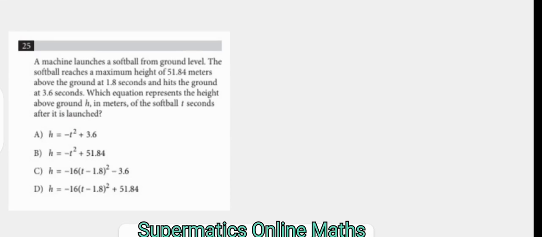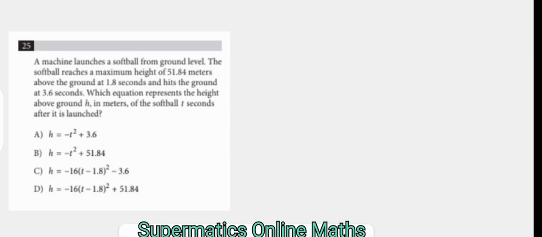Today's math video is an SAT question. A machine launches a softball from ground level, that's zero level in terms of height. The softball reaches a maximum height of 51.84 meters above the ground at 1.8 seconds and hits the ground at 3.6 seconds. Which equation represents the height above ground h in meters of the softball t seconds after it is launched? To get the equation, we are going to visualize the motion of the softball on a graph.